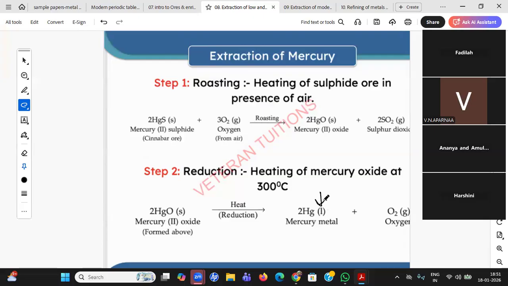This is a case-based question. It will be mercury. So the mercury metal which you get from the extraction of mercury, in which state? Liquid state. Why liquid state? Because we are giving extensive temperatures over here. Okay. In that way, you can say that you have found mercury from mercury sulfide.